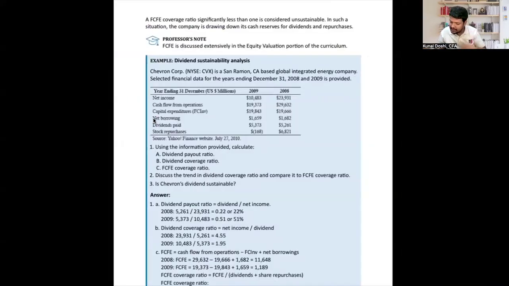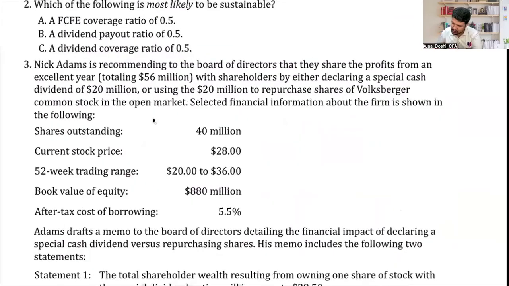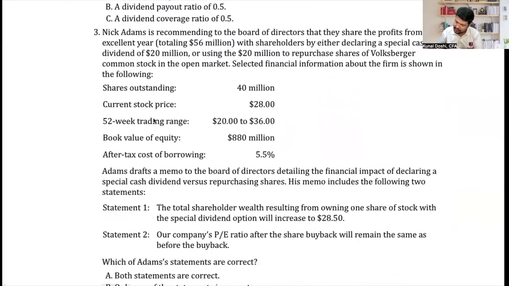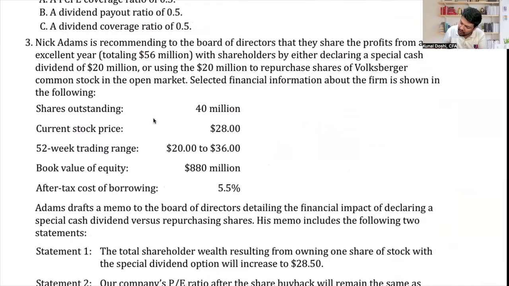Okay, let's see this. Question number 3, everyone in the class. A company is recommending, after an excellent year, to share profits totaling 56 million with shareholders by either declaring a special cash dividend of 20 million or using the 20 million to repurchase shares. So 20 million cash or 20 million repurchase.